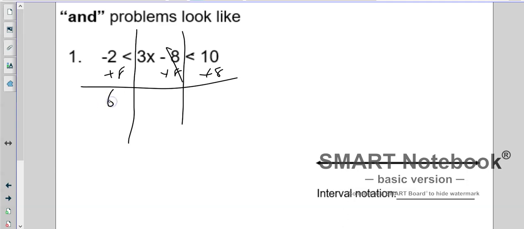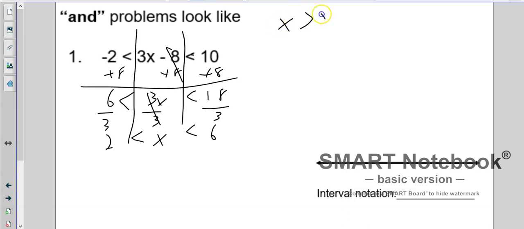8 minus 2 is 6. This symbol stays the same. 3x stays the same. This symbol stays the same, and that's 18. And now we're going to divide by 3, just like we said we would, but in all three places. That cancels. We end up with 2 here. We end up with 6 here. What this is saying is x is greater than 2, and x is less than 6. It's both greater than 2 and less than 6.